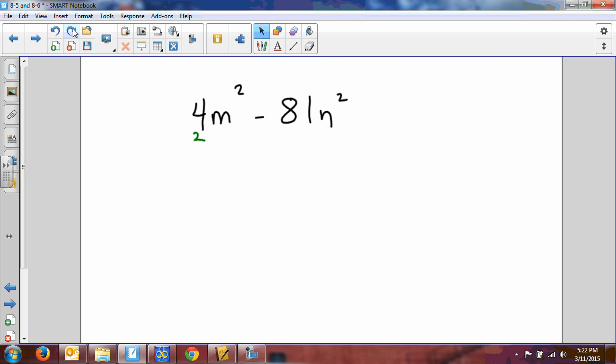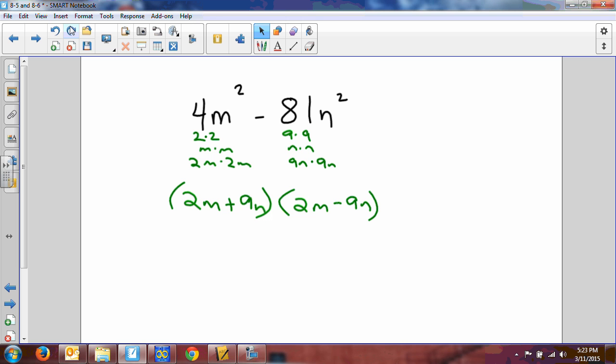Here I have 4m squared minus 81n squared. 4 is 2 times 2. M squared is m times m. So it's just 2m times 2m, that would get me 4m squared. And on back, 9 times 9, n times n. So I have 9n times 9n. All I do is take 2m and 9n, put them both in parentheses. One gets a plus, one gets a minus. 2m plus 9n, 2m minus 9n.